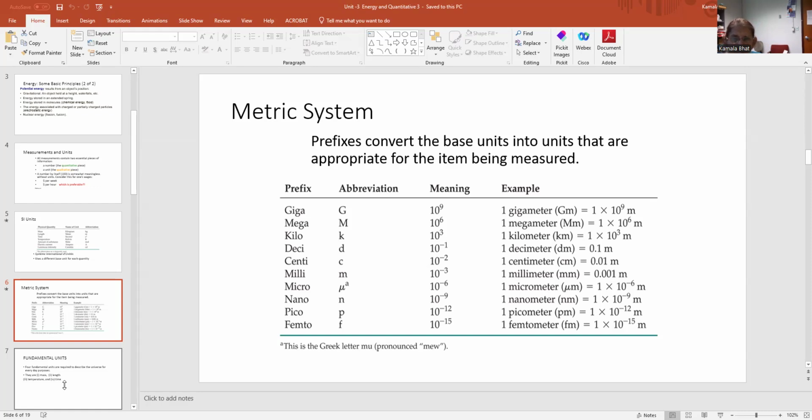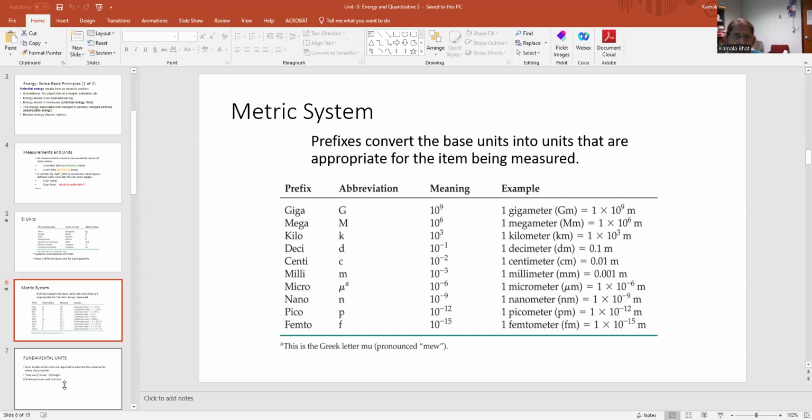So the prefix giga is given an abbreviation capital G. Its value is 10 raised to 9. Mega is capital M. Its value is 10 raised to 6. Kilo is k. Its value is 10 raised to 3. Deci is d, 10 raised to minus 1, which we can write as 0.1 of a meter. Centi is 10 raised to minus 2, and so it is 0.01.